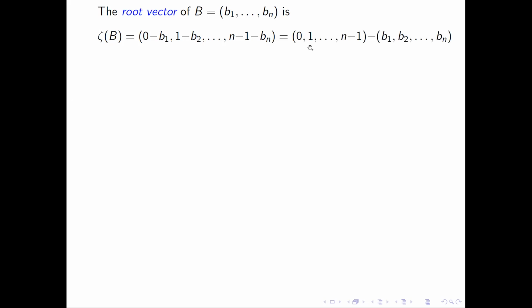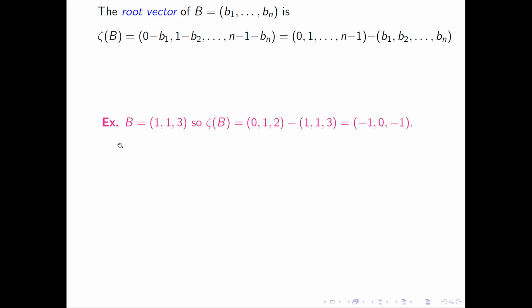So notice that this root vector, zeta of B, is really just 0, 1, etc. through n minus 1, and it's like you've subtracted B1, B2 all the way through Bn. Thinking of these guys as basically vectors. These points you're thinking of as vectors, and so you're essentially doing coordinate-wise subtraction in so doing. Okay, so that's the root vector of a board.